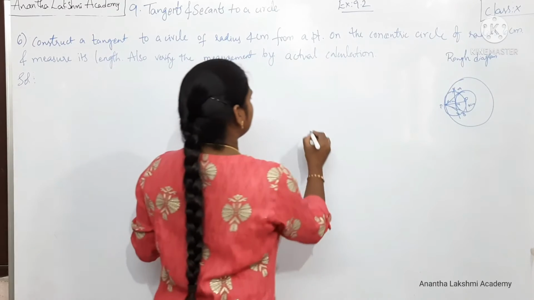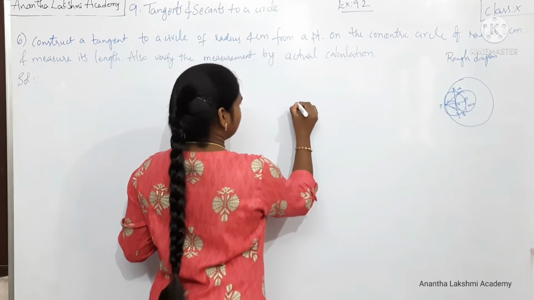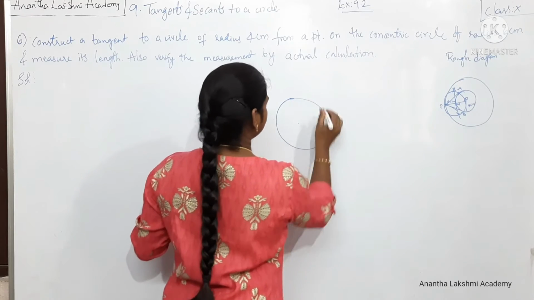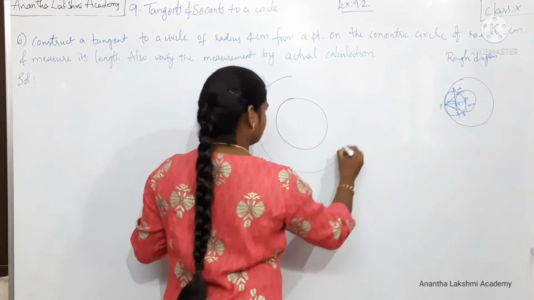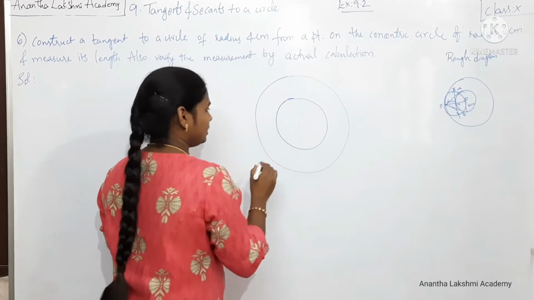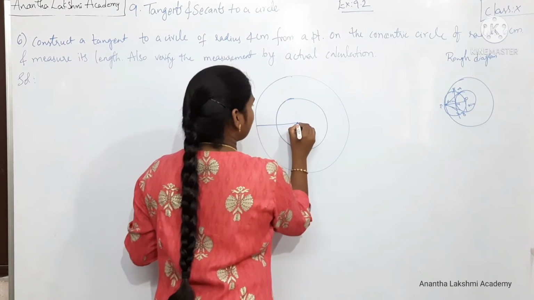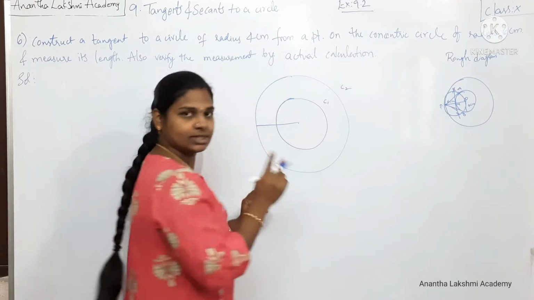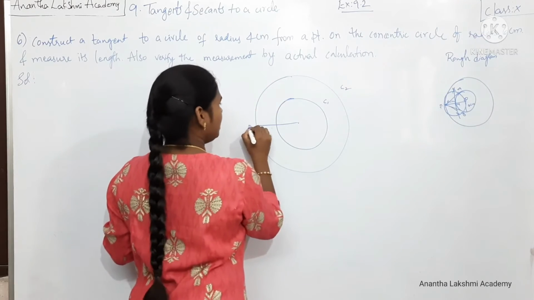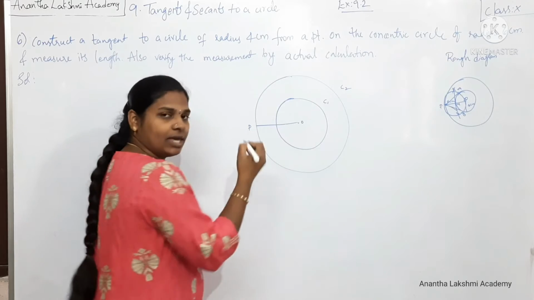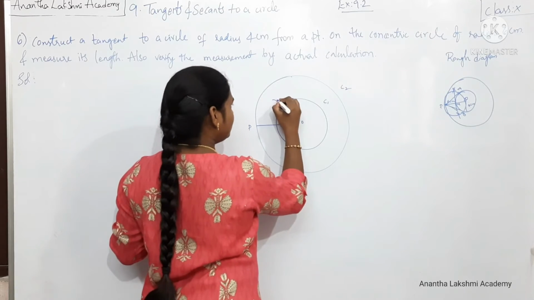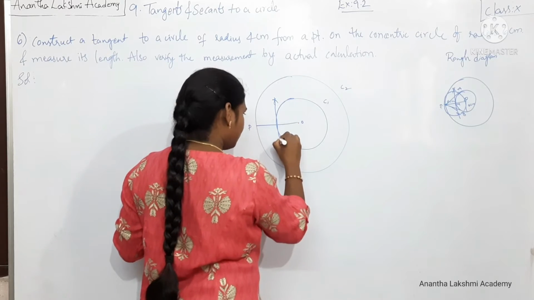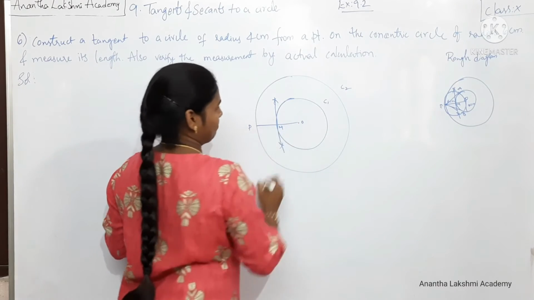Okay, first we have a center, a 4 centimeter circle, and a 6 centimeter circle. From a point, let me name these C1, C2. C2 is the bigger circle. Okay, PO. We are going to draw the perpendicular bisector for PO and name the point of intersection of the perpendicular bisector and this as M.